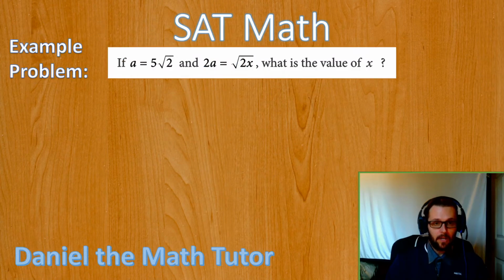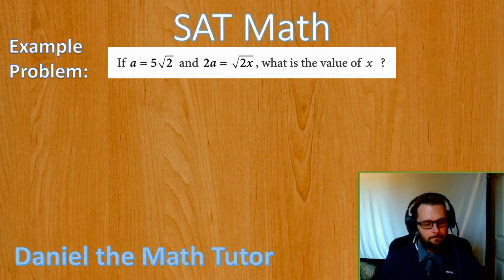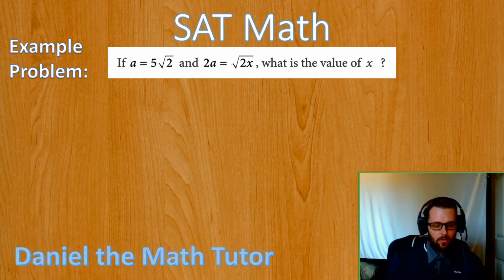So, back to the original problem. If a is 5 root 2 and 2a is root 2x, what is the value of x? In order to solve this, first take notice that we've been given 2 equations with 2 variables. Anytime you have 2 equations with 2 variables, you can solve for the values of both variables using substitution. So a equals 5 times root 2 is given as the first equation in the problem.